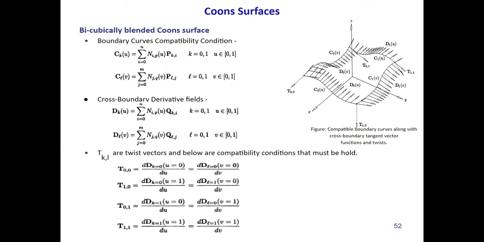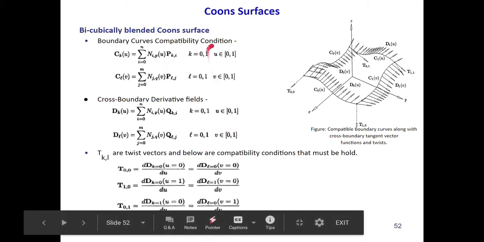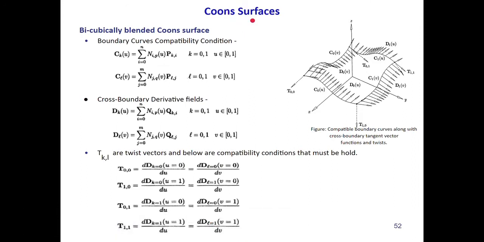And so to solve this problem, bicubically blended Coons surfaces were introduced by Mr. Coons, and the surface is used to produce very smooth curves. So at the point where these two surfaces share a common boundary, that will be smoothened out and there won't be any creases left. So that's why these surfaces were introduced.